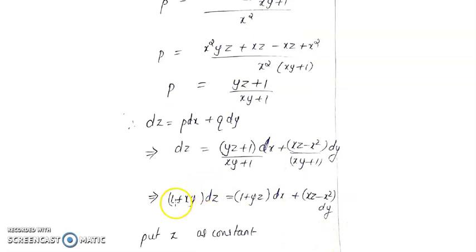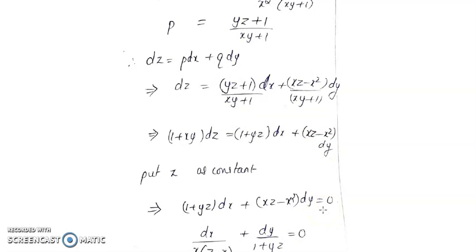So this I can write in the form 1 plus xy dz equal to 1 plus yz dx plus xz minus x square dy. Now this is a Pfaffian differential equation. Now this equation will be integrable. We saw in that proof, when it is compatible, we derive the condition of compatibility. So here this equation was integrable, therefore it is already integrable. Now you need to solve only for this equation.